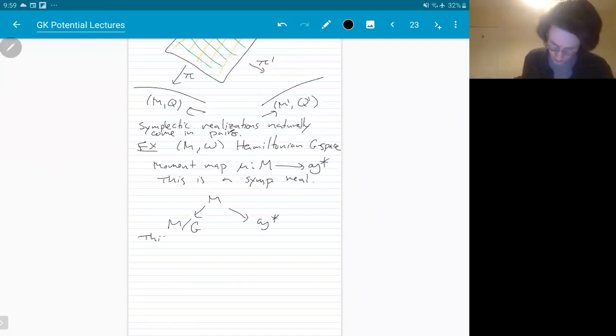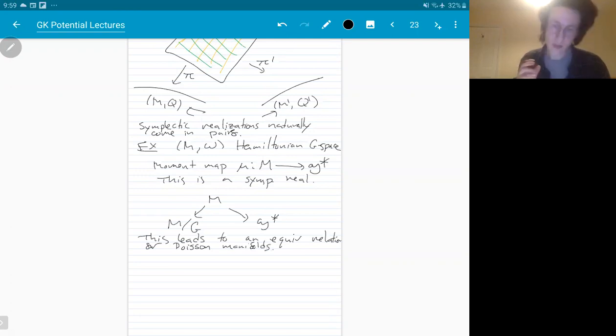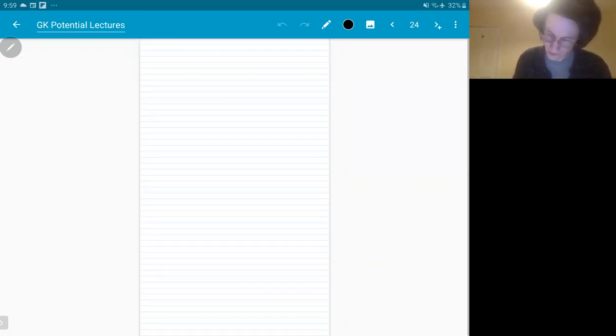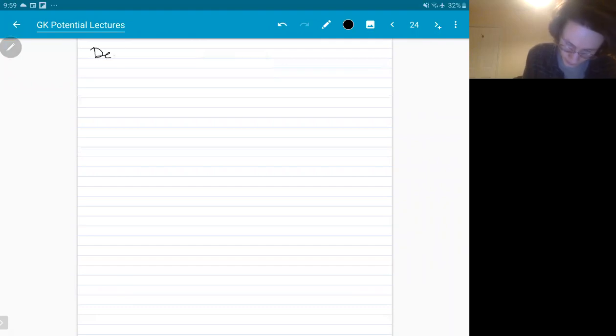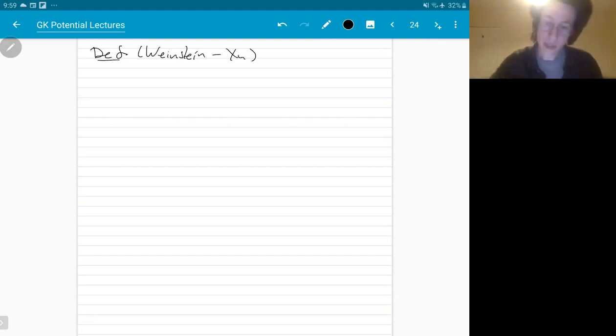So this leads to an equivalence relation for Poisson manifolds, and it's weaker than isomorphism. This is the notion of Morita equivalence. It's due to Weinstein and Zhu, but really the definition goes back to Lie, actually. He considered this.